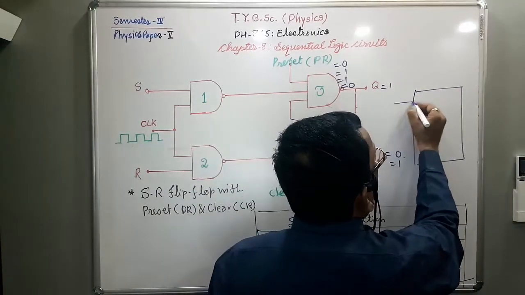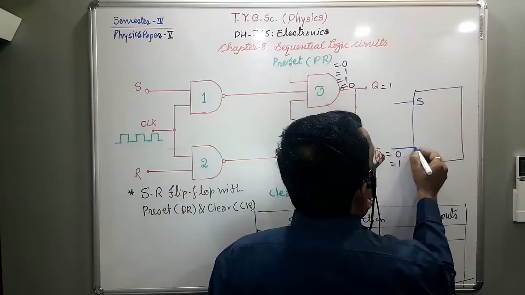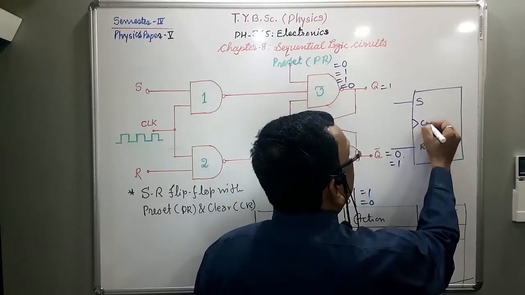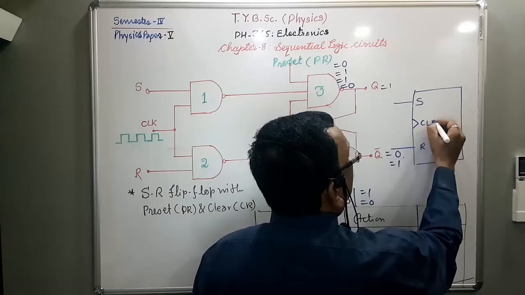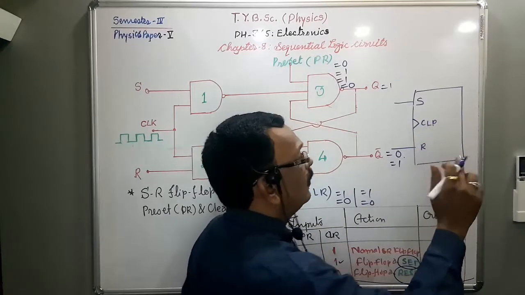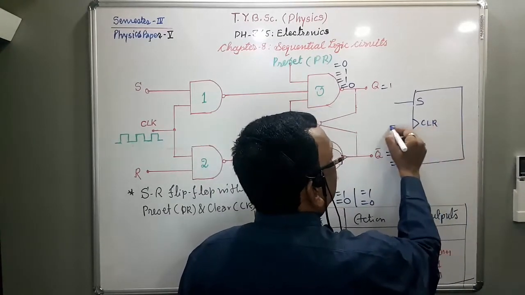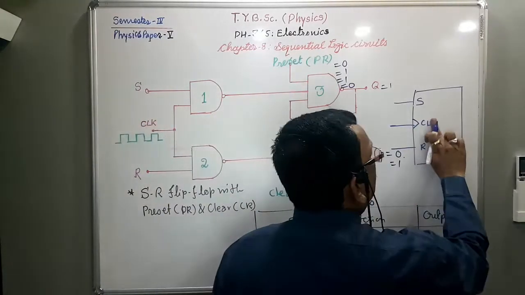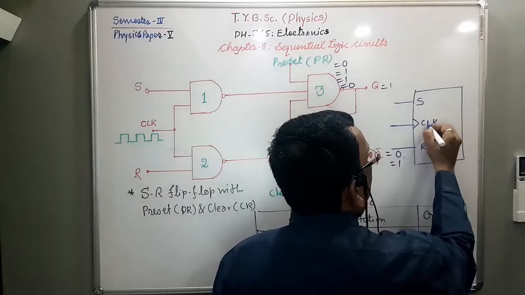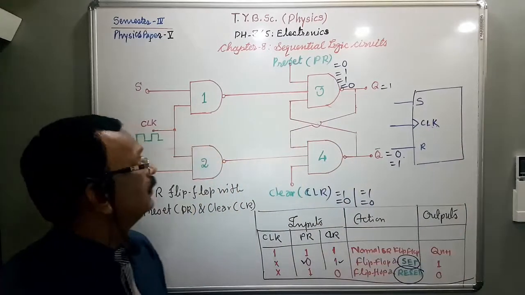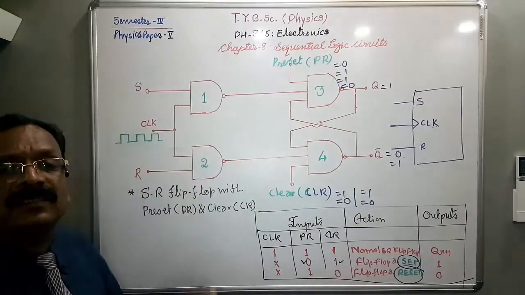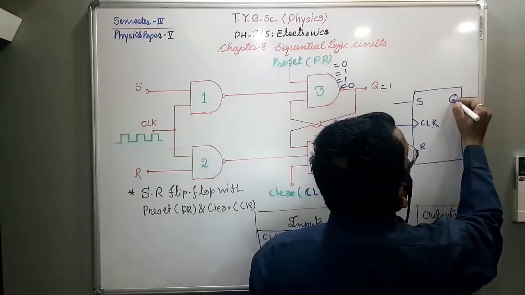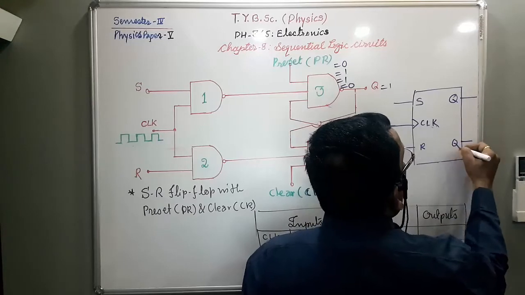This is S, this is R, okay, and this is the clock signal. Sorry, not the clear signal. This is the clock signal, not CLR. Okay. Now this is Q and this is Q bar.